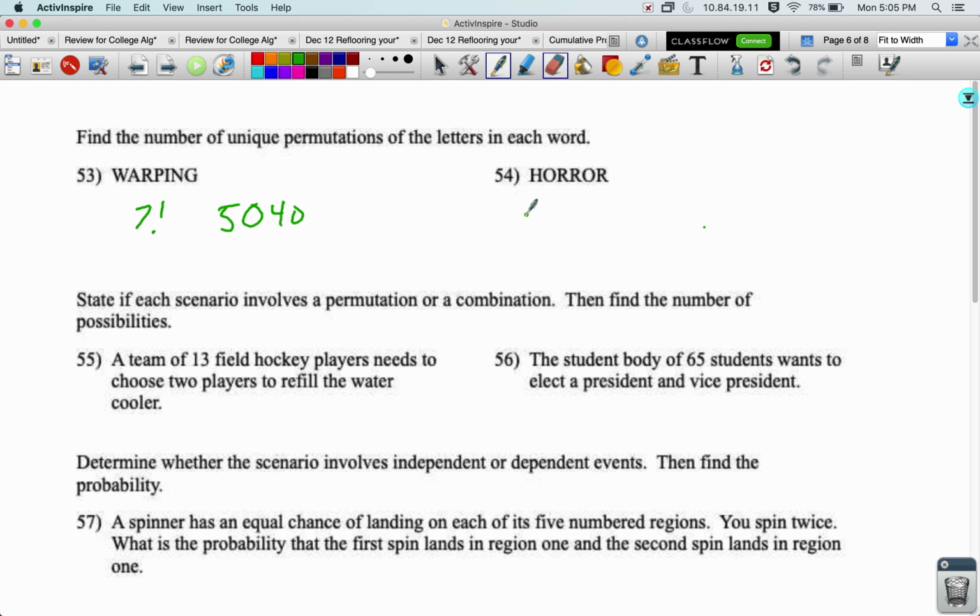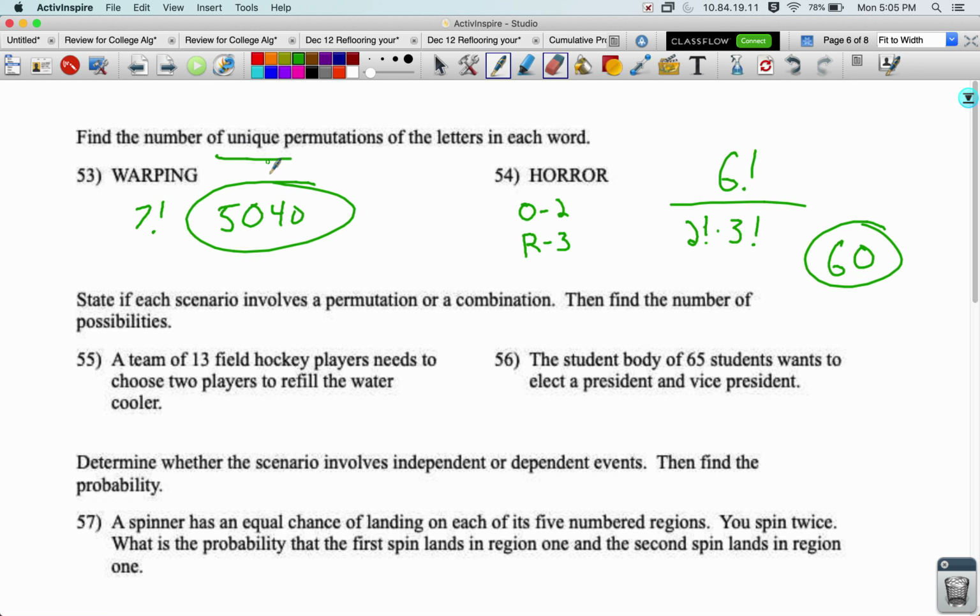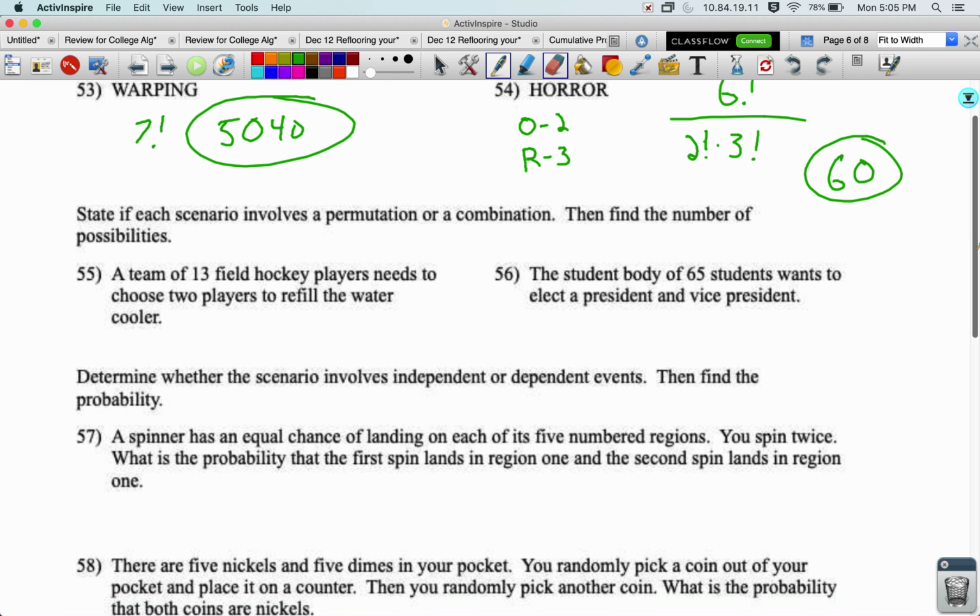Now there are some repeated letters here. There's 2 O's and there's 3 R's. So it would be 6 factorial, except we've got to get rid of those repeats by doing a 2 factorial times a 3 factorial on the bottom. So this is going to significantly reduce the number of combinations because they're not really unique combinations. And we get only 60 permutations here, with only one less letter, because of the repeated letters in this word. All right.